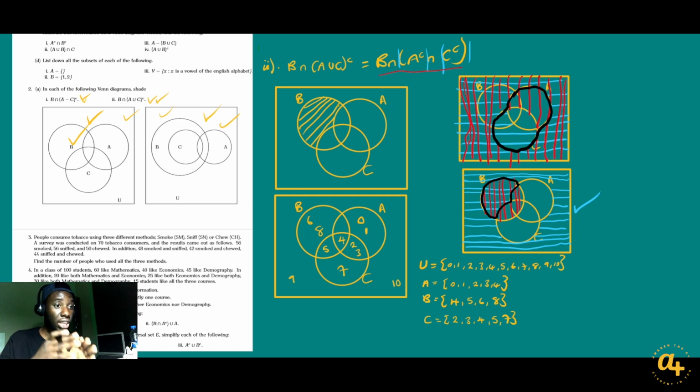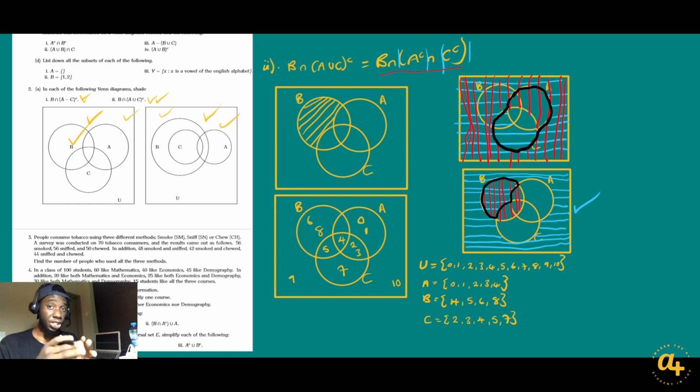Alright, so this is our B intersection A complement intersection C complement. This is the area that is common between the set B and the set A complement intersection C complement. We've basically shaded this area on our Venn diagram, and we are done with this part of the question.